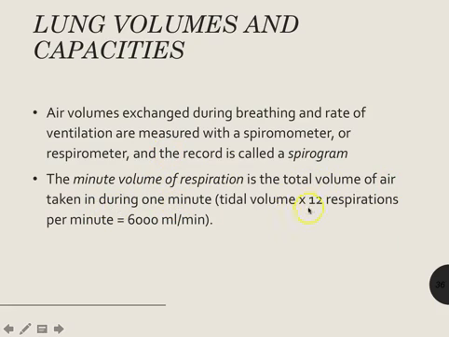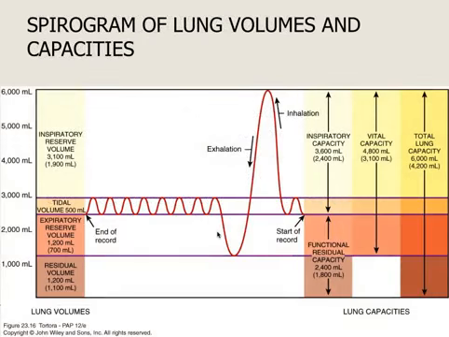Times, this again is a textbook number, however many respirations you take in a minute. And the textbook number is 12. You breathe about 12 times a minute. And so your minute volume of respiration, how much you breathe in and out in 1 minute, is about 6,000 milliliters, or 6 liters of air. So let's take a look at this spirogram.